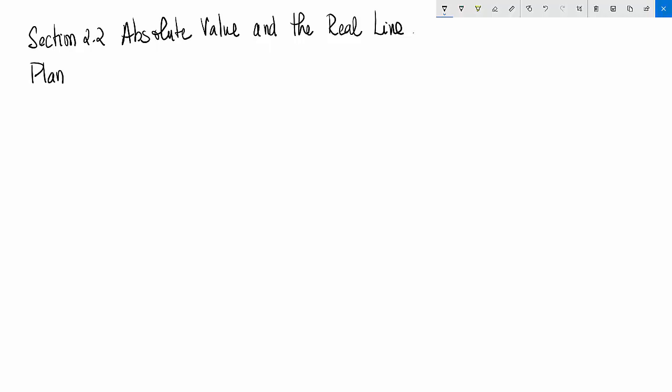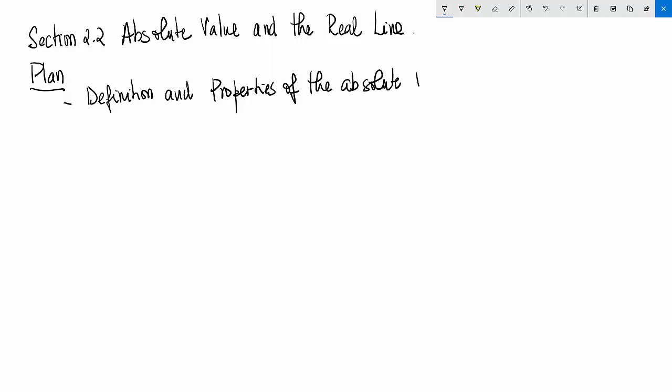Okay, so the plan for us is twofold. One, we will talk about the definition and properties of the absolute value. And two, we'll talk about the real line, and we will define the concept of a neighborhood. And this is a central concept for us, which will keep reoccurring. So give this concept of neighborhood a special attention.